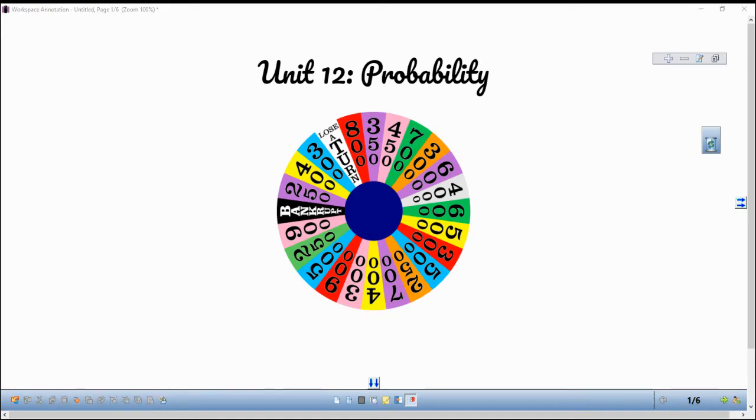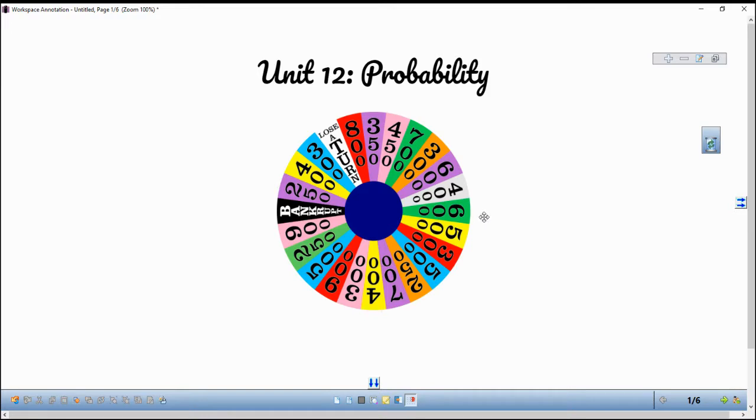All right, here we go. So we're going to start our final unit here called probability. And this is the cover of the packet. You can see the familiar Wheel of Fortune wheel right here. So probability is studying how likely something is to happen.